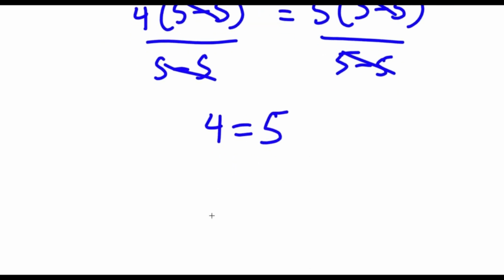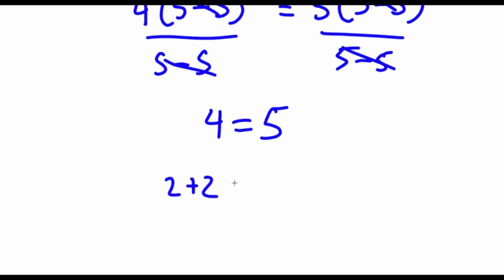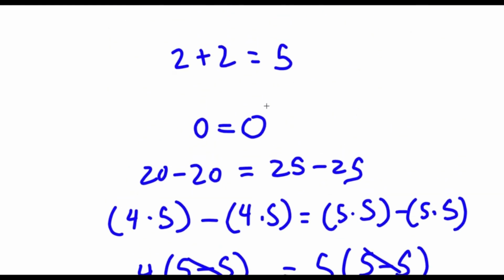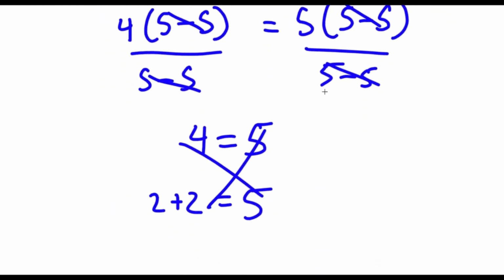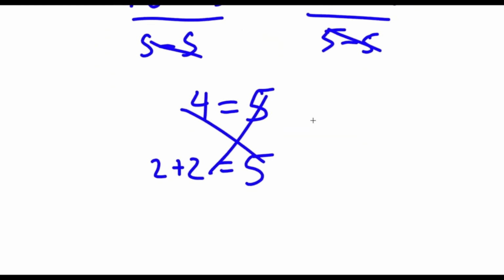Now 4, this is the same thing as 2 plus 2. So I have 2 plus 2 is equal to 5. And there it is. I just proved that 2 plus 2 equals 5. However, this is actually wrong. And somewhere in solving this, I actually made a mistake that you cannot do in mathematics.